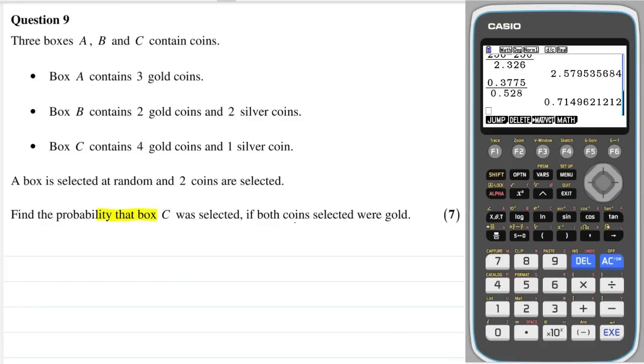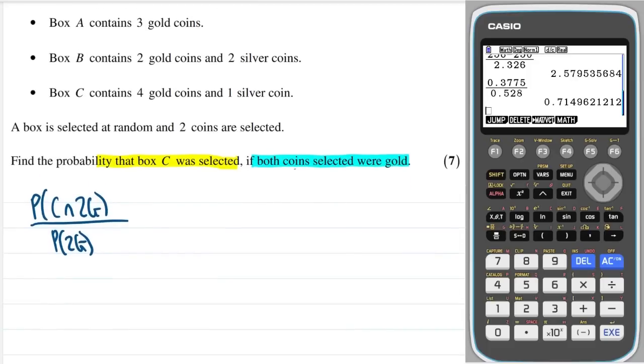Right, so there were 2 events happening here: that C was selected given that both coins were gold. So we need the probability that C was selected intersection 2 golds, divided by the probability of what was given, which is that we've had 2 golds.